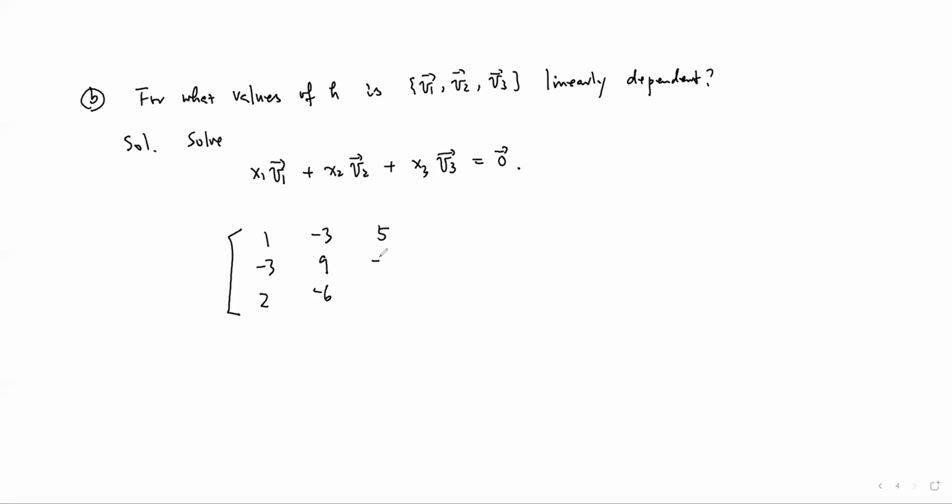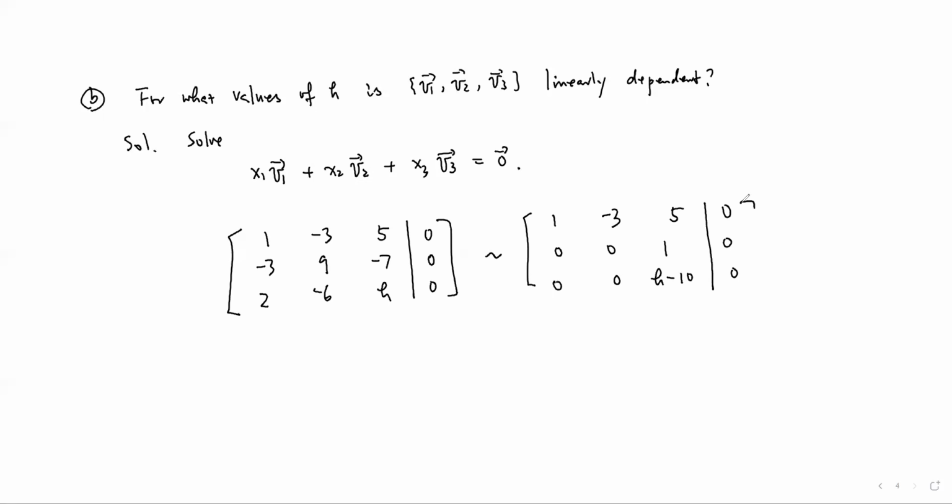Third column, h. Then the right-hand side. The linear system is homogeneous. It always has a solution. Now, let me reduce the augmented matrix. After I perform some operations, I get this matrix: 0, 0, 1, 0. Then 0, 0, h minus 10, 0. Not in echelon form yet.